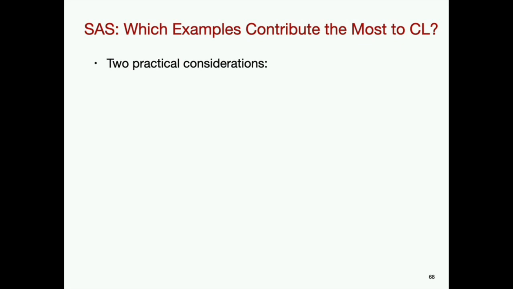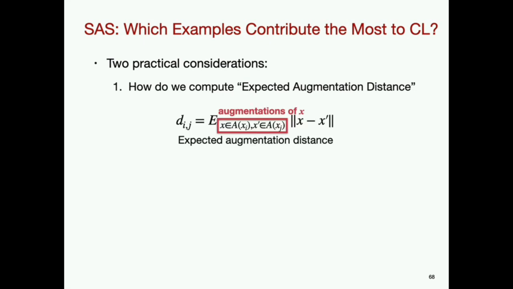But there were two key practical details that I left out in my explanation so far. First, how do we compute this expected augmentation distance? I told you to select examples that have similar augmentations, but how do you do that? In pixel space, it's going to be impossible to compute this, and also because you're taking this expectation over all possible augmentations, it's just not possible to do this.